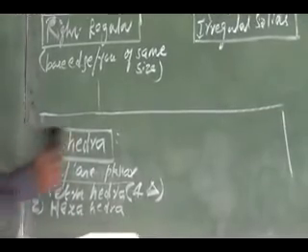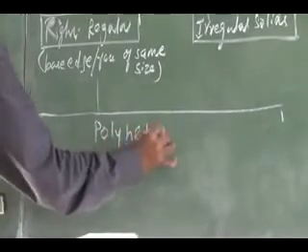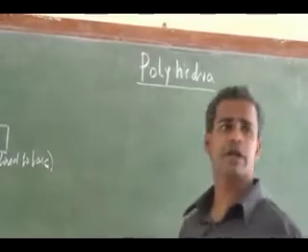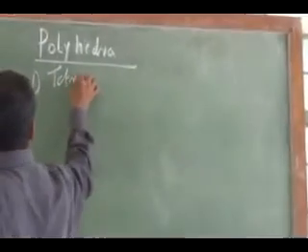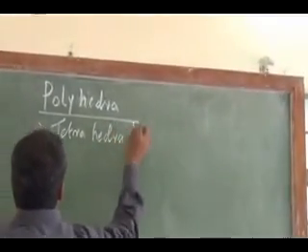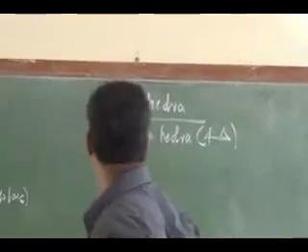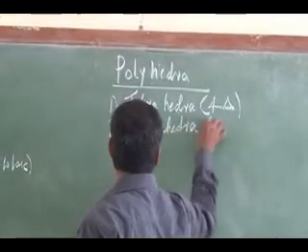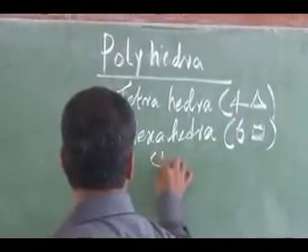You want to write it clearly. We'll write it again. We have polyhedra, and we classify this polyhedra. The first one is tetrahedra, so it has four equilateral triangles. Then I have hexahedra. Hexahedra is nothing but six equal square faces. That is nothing but the cube.